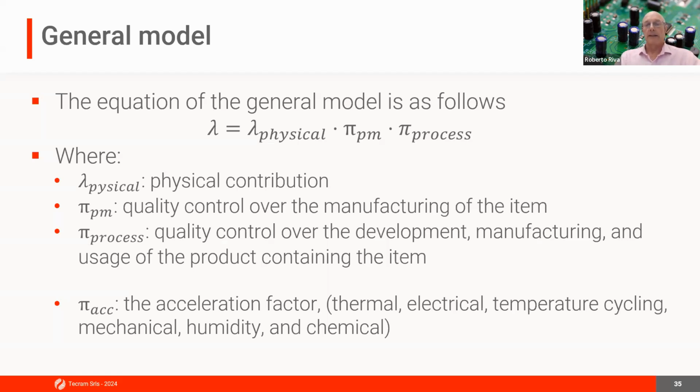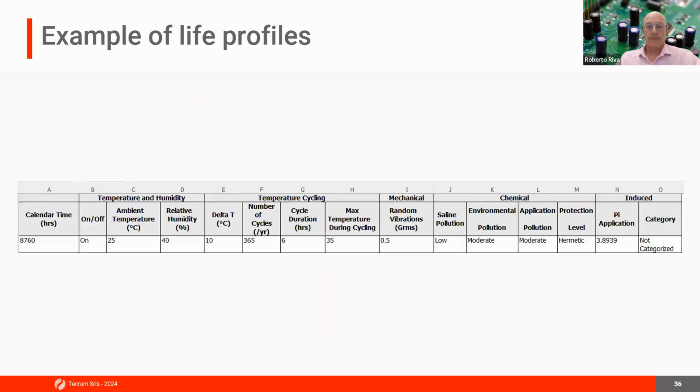The pi, can't remember now the name, but it will come on another slide. Pi PM, quality control of the part manufacturing, or something like that, of the item. And the pi process, the quality control of the development, manufacture, and usage of the product containing the item. And then we got the acceleration factor that basically will change this projection.